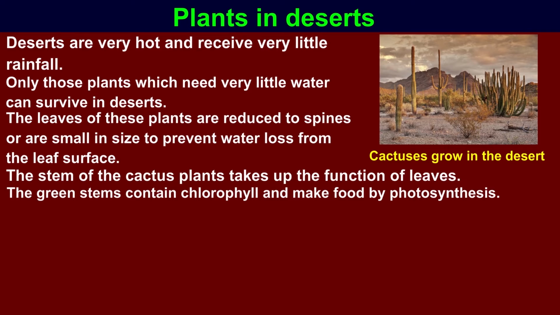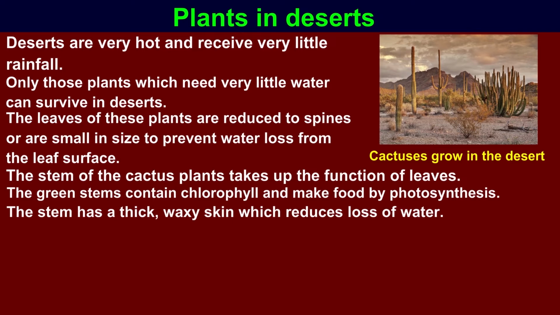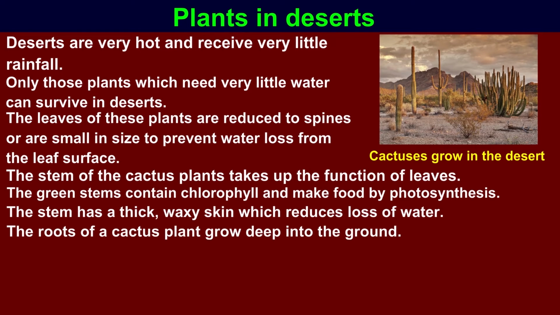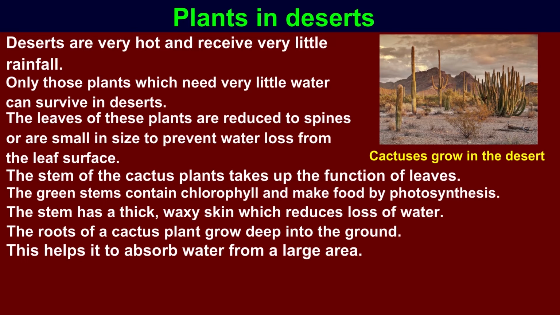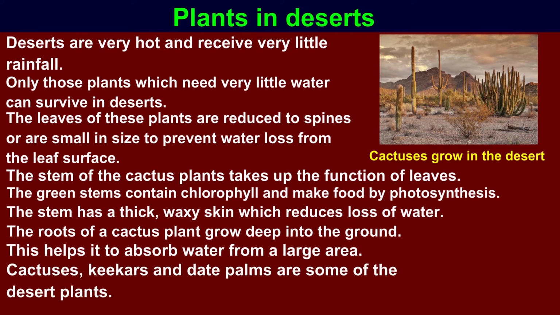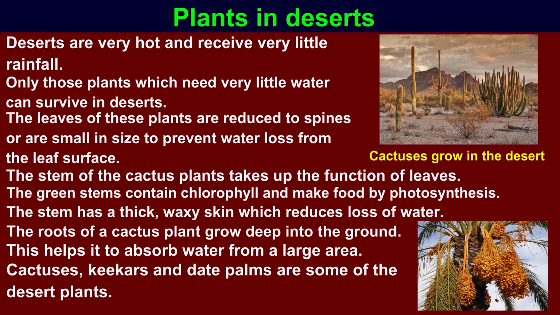The green stems contain chlorophyll and make food by photosynthesis. The stem has a thick waxy skin which reduces loss of water. The roots of a cactus plant grow deep into the ground. This helps it to absorb water from a large area. Cactuses, kikars, and date palms are some of the desert plants.